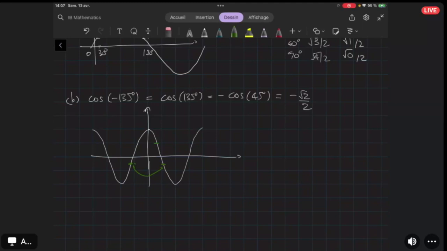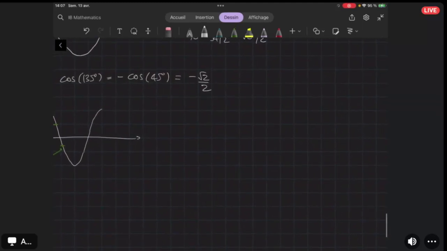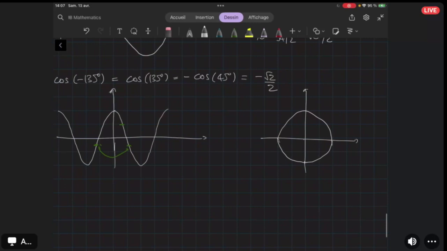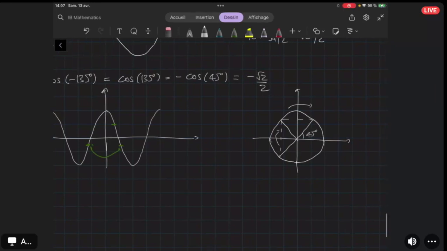You can also use a unit circle. Different ways for different folks. If you are a fan of unit circle, please feel free to go ahead and use it. We have cos of negative 135, reflected. They're equal because they have the same x coordinate. Reflected again over the y-axis. So just have to trace your way back.